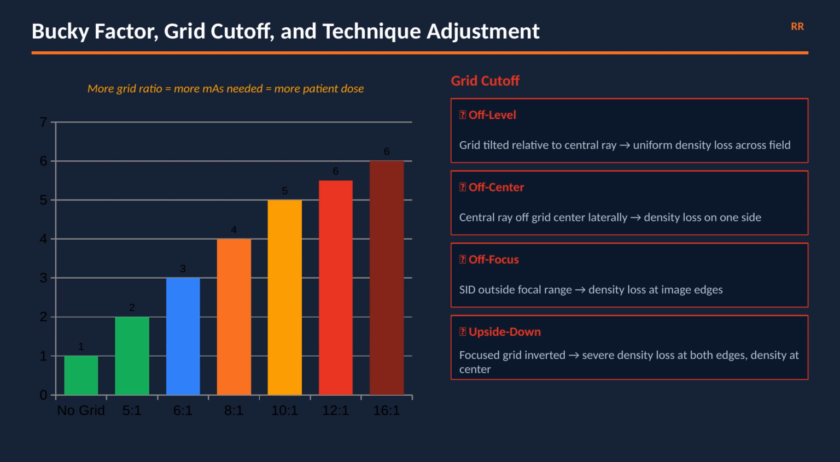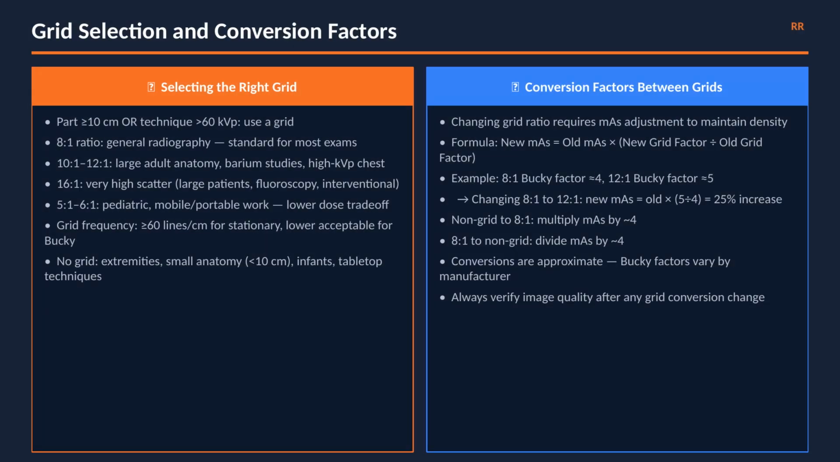Upside-down cutoff, a focused grid is placed inverted. Lead strips angle away from rather than toward the central ray. Characteristic pattern: severe density loss at both lateral edges with preserved density at the center. This is one of the most commonly tested grid error patterns on the ARRT. Selecting the right grid for each clinical situation. 5:1 or 6:1, pediatric work, portable and mobile radiography.